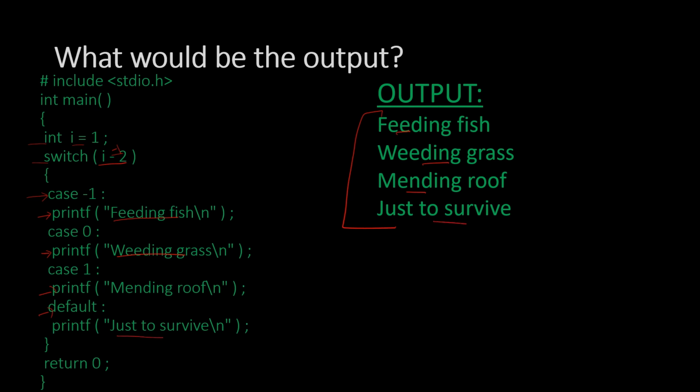Since there is no break anywhere, all the statements within this switch block get executed. That's why we see all the four statements printed here in the output. And once this switch block is executed, return 0 and the program ends over here.